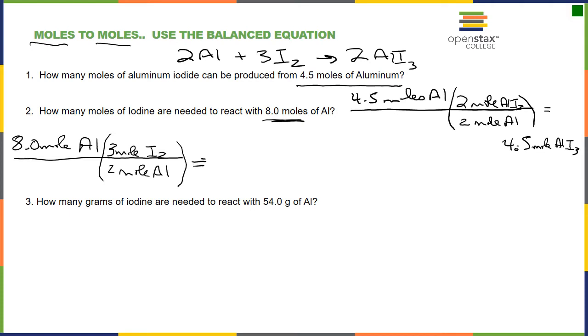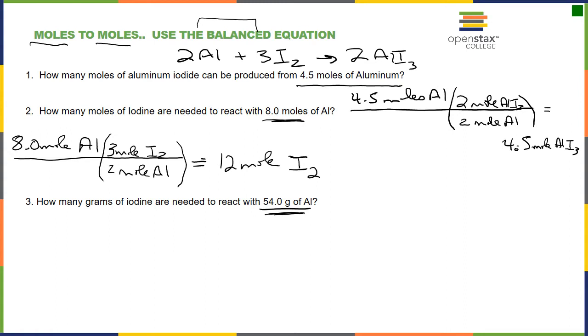And we're going to do our math here and realize that 8 divided by 2 is 4. So we're going to need 12 moles of iodine to react with 8 moles of aluminum. So take it one last step. Instead of asking ourselves mole to mole, which just uses our balanced equation, we're going to do grams.